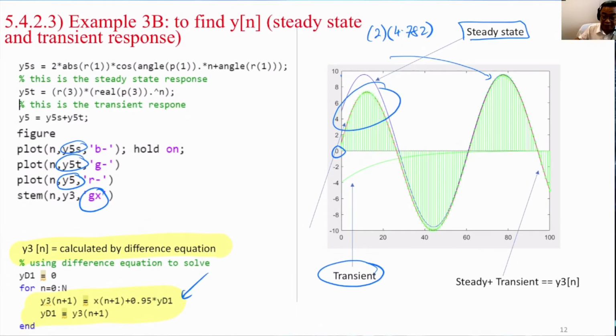So this is a very nice example. Please try it in the lab as well. Thank you.